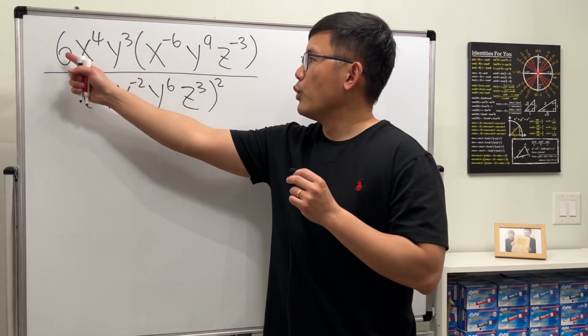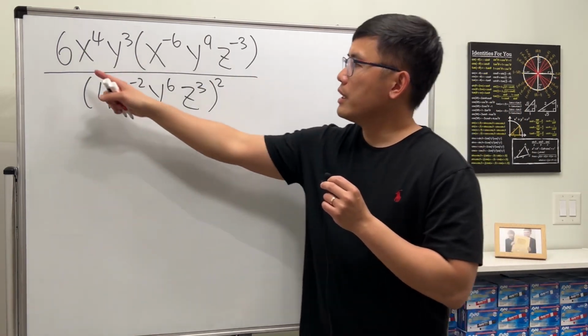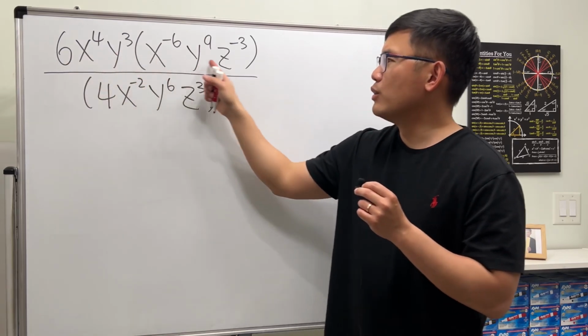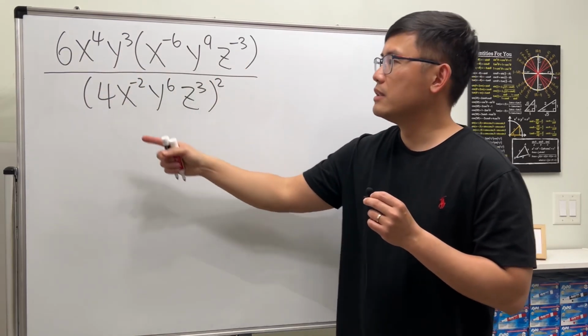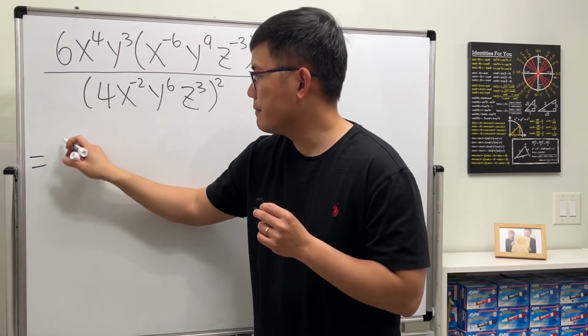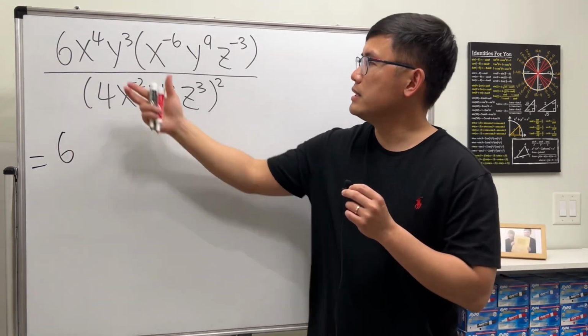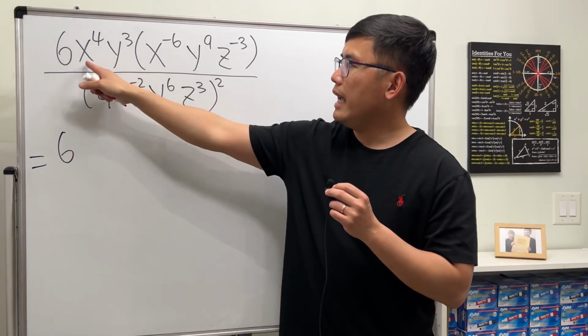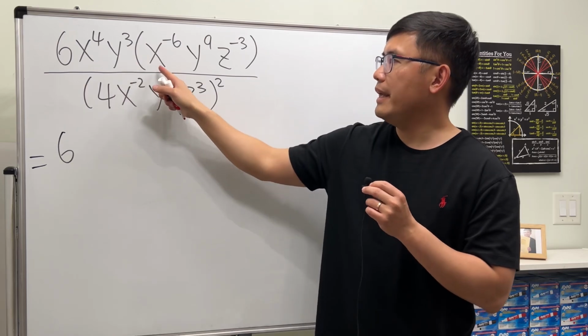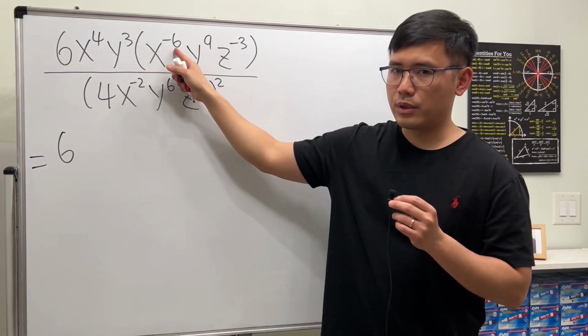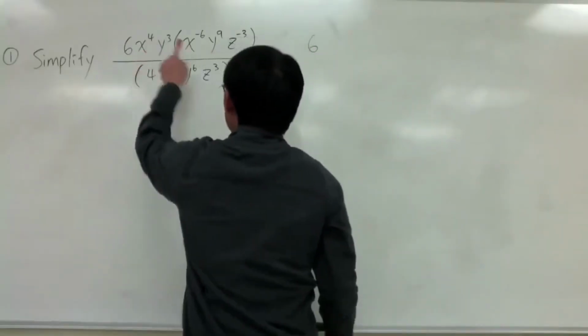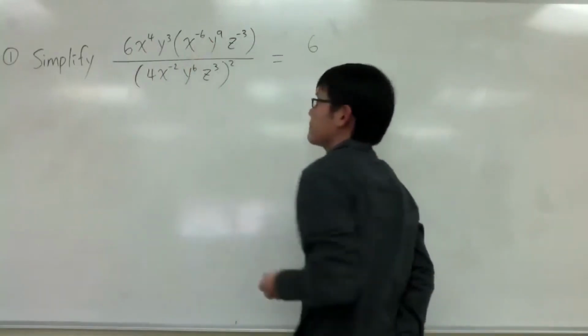First, let's just work out the top. Here we have a regular number 6, but there's no other number that we are multiplying with. So the 6 right here will stay. Next, we see that we have this times that, right? X to the 4th times x to the negative 6 power. I have x to the 4 and then x to the negative 6.